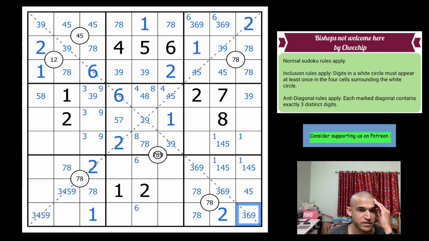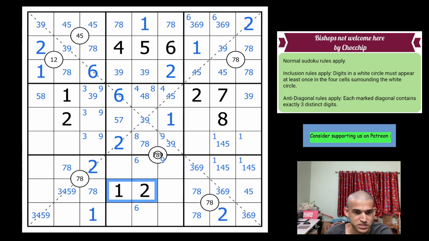So again, I'm looking at this area. Okay, so this area needs to take a 9, which can't be in these two cells because you have a 3-9 pair. So 9 must be in one of these two cells. And that is not really interesting. Okay, maybe. Look at this cell now.